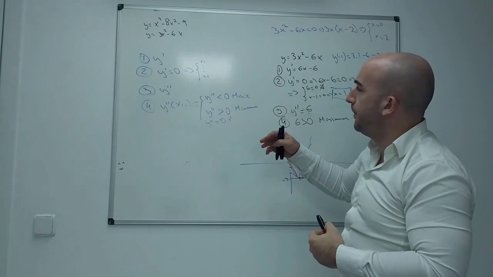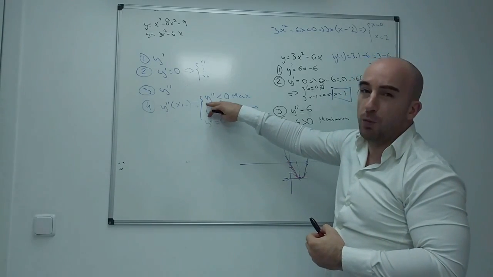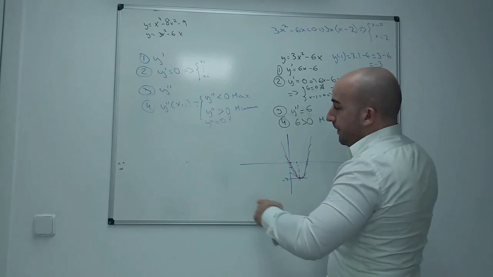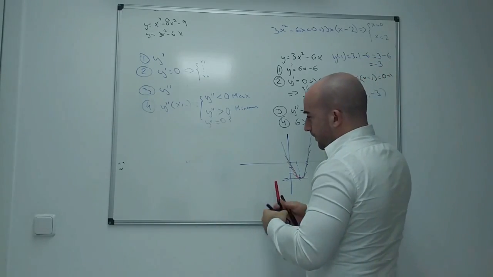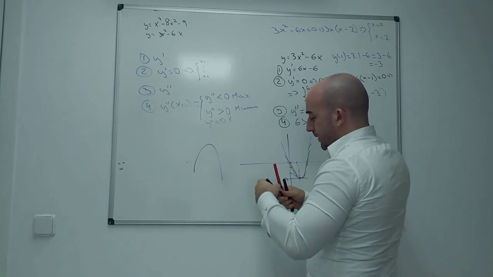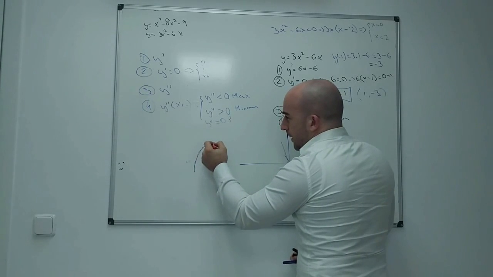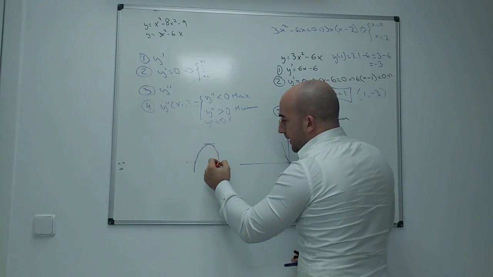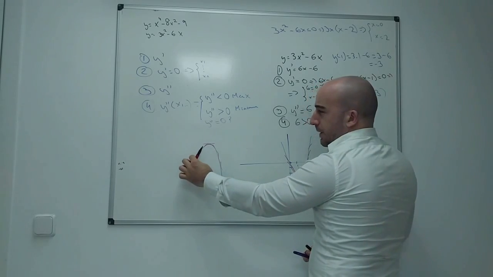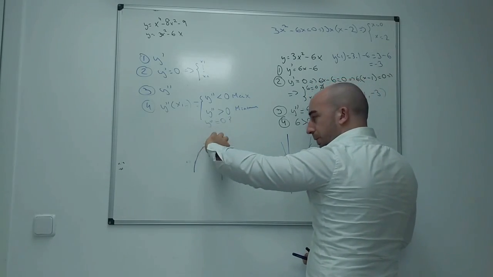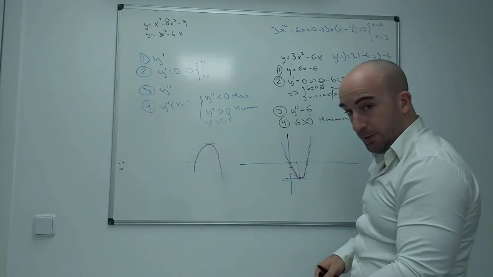If it's a maximum, then the slopes do something like this, and then you can see that the slopes go from positive to 0 to negative, so they decrease.